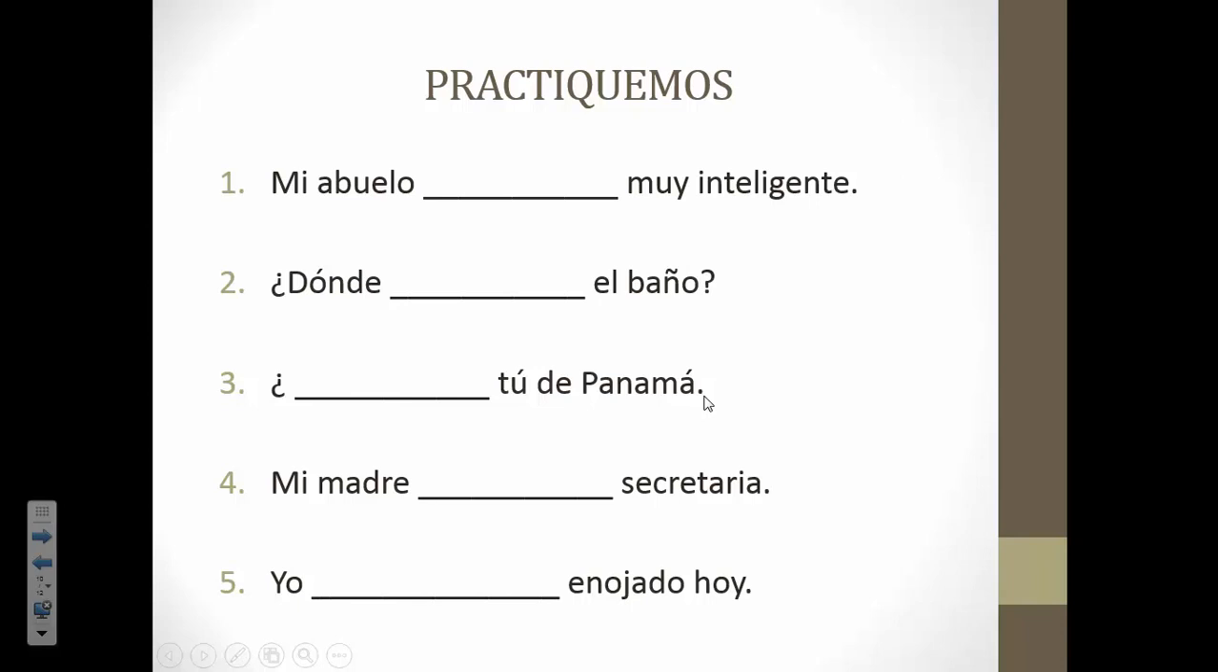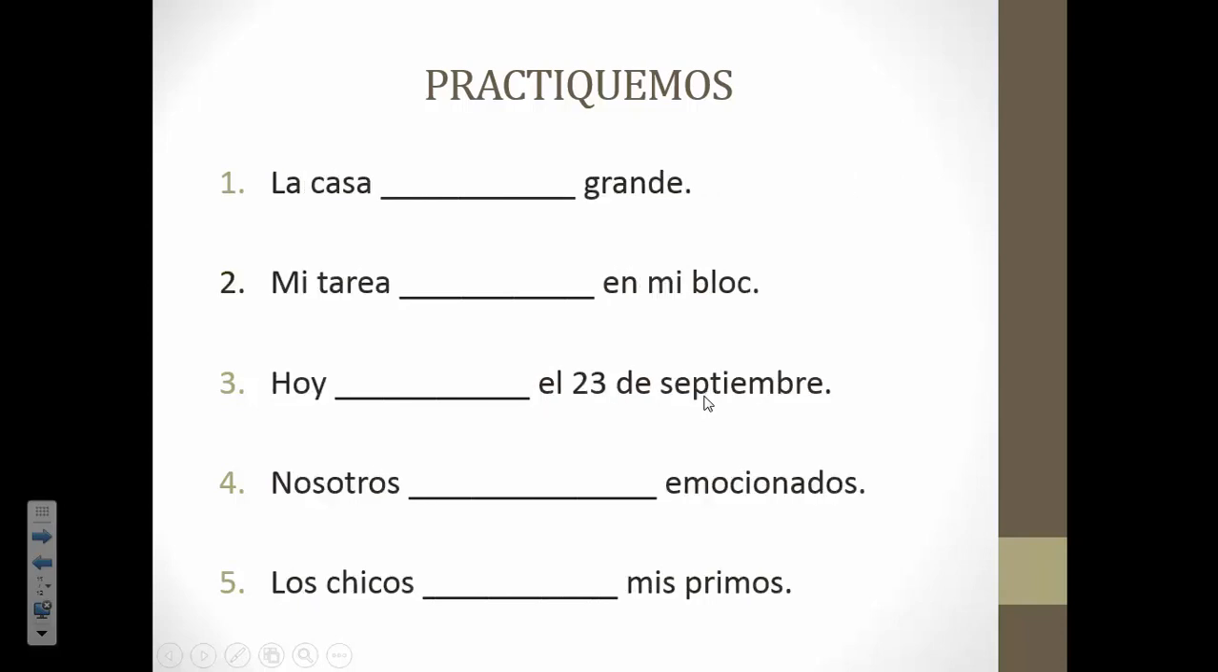Número 4, my mother is a secretary. Okay, and this one we're talking occupation, which falls under the acronym SER, for DOCTOR. So occupation, ser, mi madre es secretaria. And the last one wants you to say, I am angry today. Because angry is an emotion, we're going to pull from PLACE for emotion using estar. We would say, yo estoy enojado hoy.